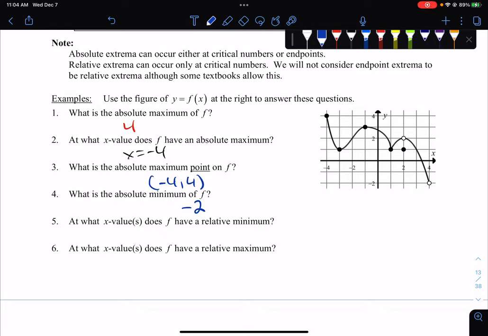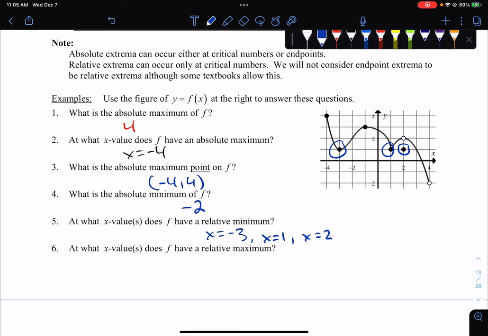And does it have a relative minimum? Yeah, it does. We've got relative minimums in a couple of different places. I've got a relative minimum right here. I've got a relative minimum right here. And I also have, this is weird, but this is a relative minimum because it's lower than the points around it. So at x equals -3, at x equals 1, and at x equals 2, are my x values for my relative minimums.